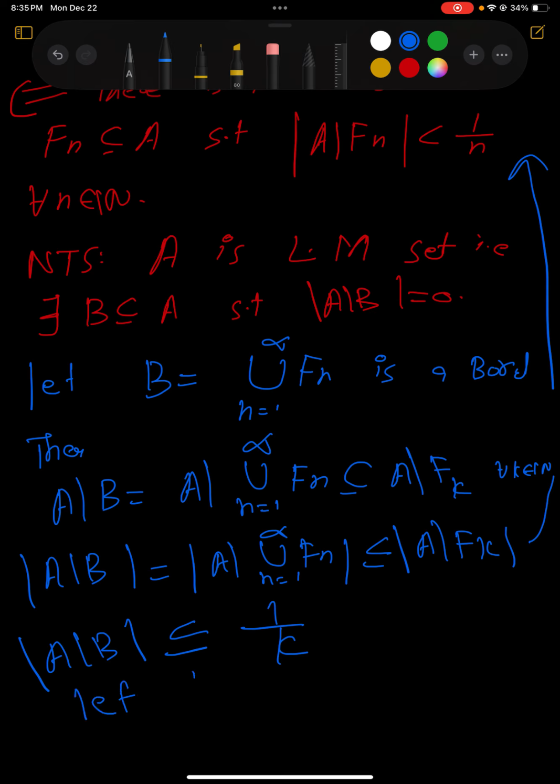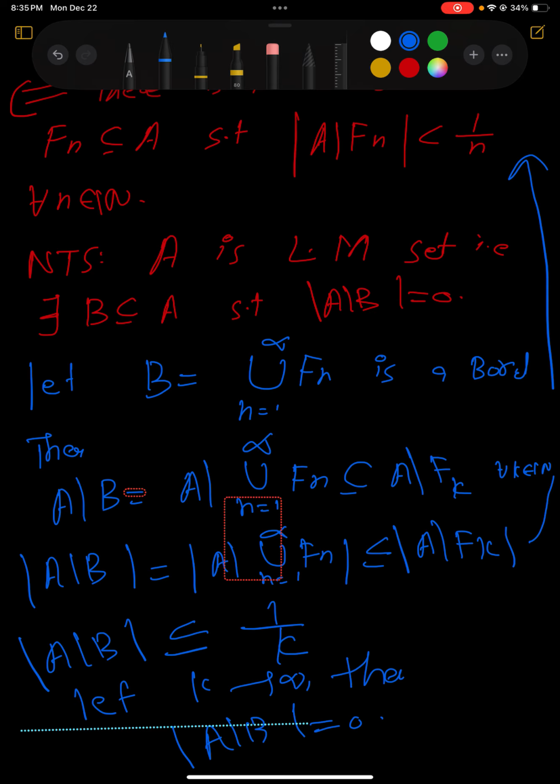Now let k approach infinity. Then what do you think about the outer measure of A difference B? This is 0. Hence we got the result, and we got our goal. Thank you, and I hope you understand it. This is my understanding, but I hope you will like it. And thanks.